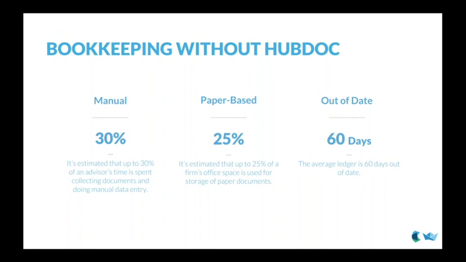Because of those two things, the average ledger is actually 60 days out of date. So when we talk about a lack of visibility into financials, yes, if I have updated financials that are 60 days out of date, unfortunately, I'm not going to be able to make more informed business decisions. Hubdoc helps you streamline that process so you can get your clients to a place where they have access to more real-time financial data.